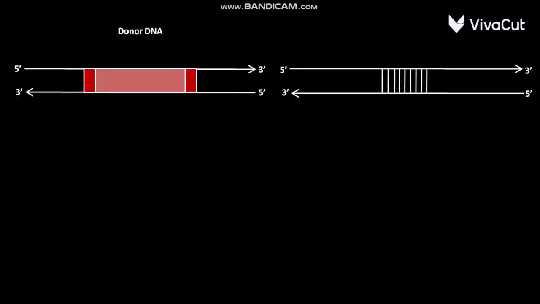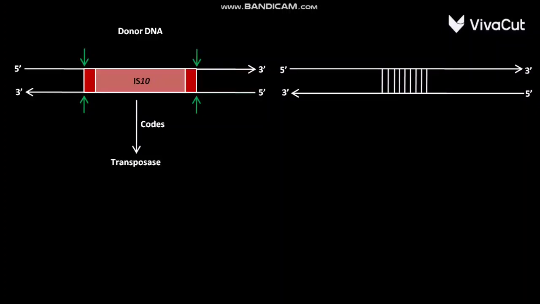The donor DNA has an IS-10 element, or insertion sequence 10 element. This IS-10 codes for transposase. On both sides of IS-10, inverted repeats are present. The transposase cleaves both strands of donor DNA.